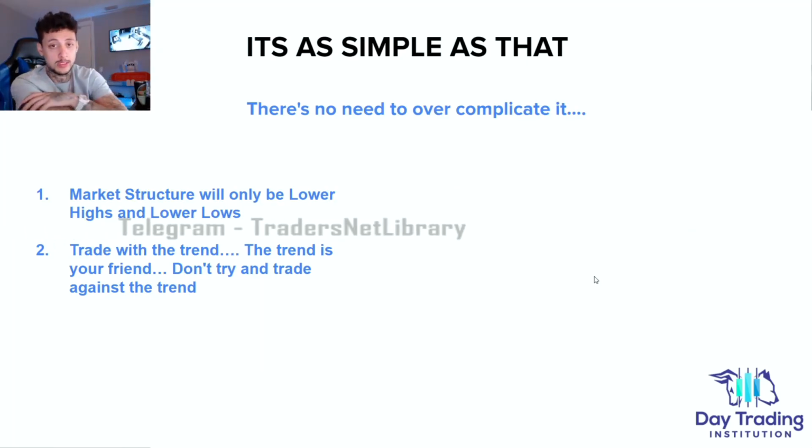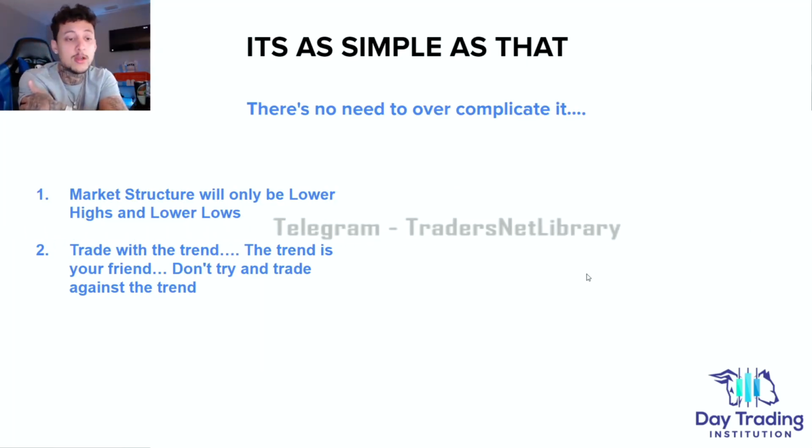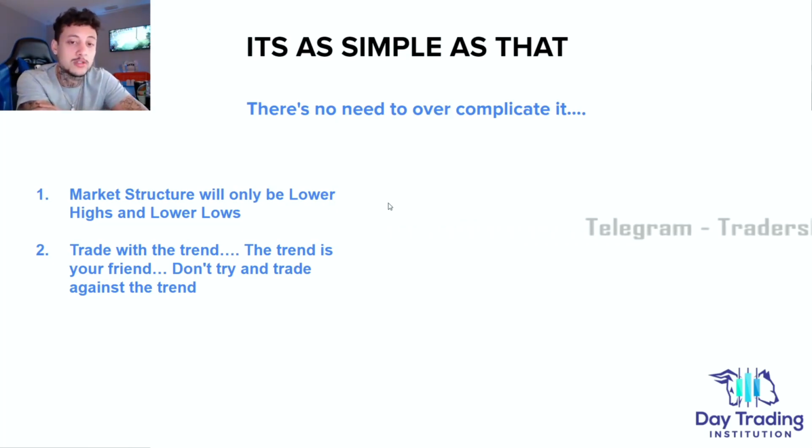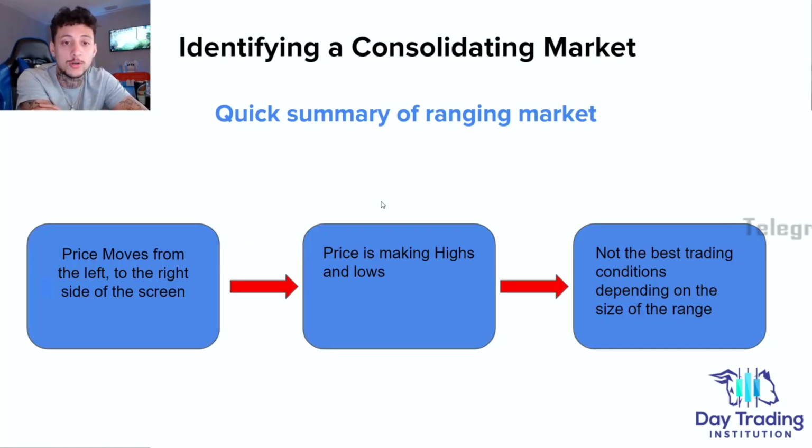Obviously, we're going to get more in depth with it as the course progresses. But we're still in the beginning section, so we need to make sure you understand these core principles in terms of market structure. Now, let's identify a consolidating market. So when price is consolidating, price is simply moving from the left side of the screen to the right side of the screen. Or price is making highs and price is making lows. It's not making lower highs, it's not making lower lows, it's not making higher lows, it's not making higher highs.